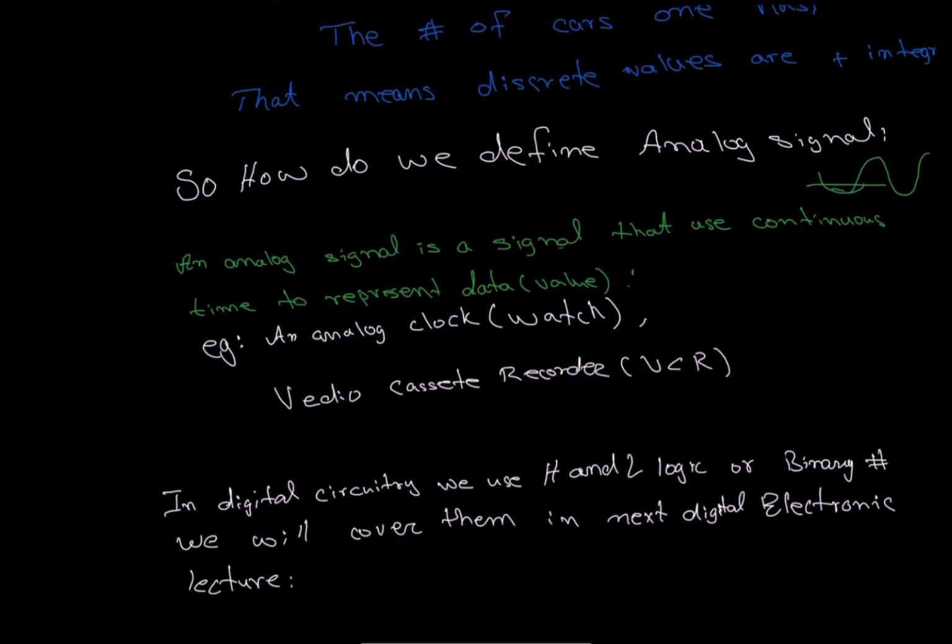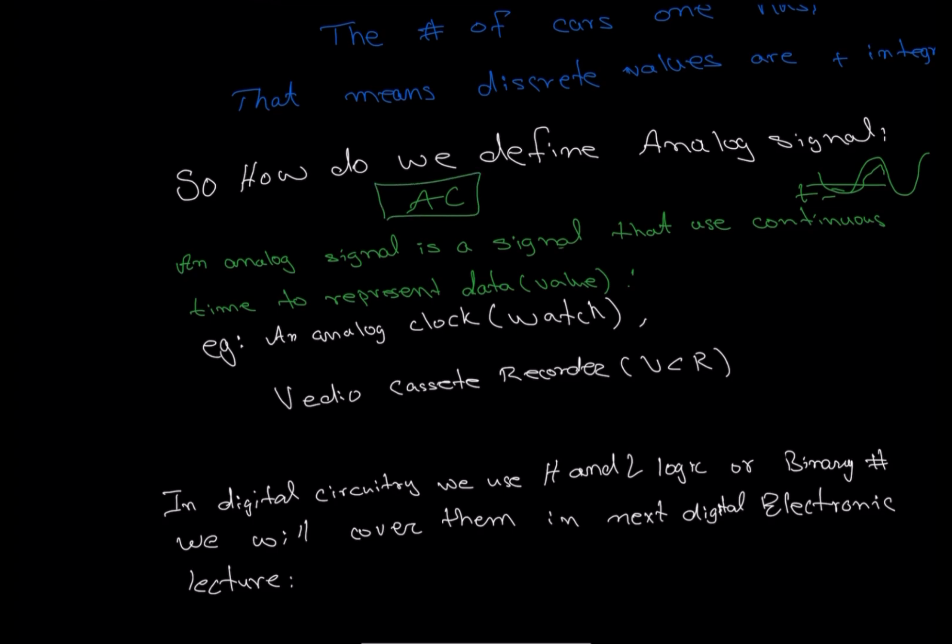So each time, this is a t. While the time changes, it keeps going back and forth. It just changes its value. So an analog signal is a signal that uses continuous time to represent data. Any second it will be changing, like an AC voltage, I would say AC current.